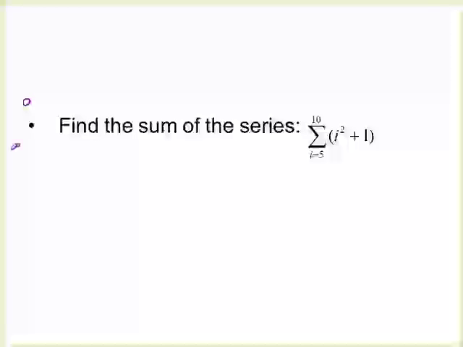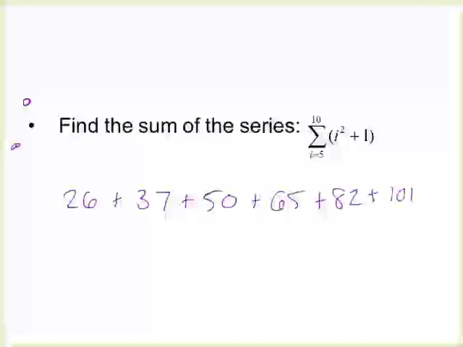All right, so on this one, we start by plugging in 5 because that's the number at the bottom. So when I plug in 5, I get 26. Plug in 6, I get 37. Plug in 7, I get 50. Plug in 8, I get 65. Plug in 9, I get 82. Plug in 10, I get 101, and that's where I stop. I stop when I plug in the top number. So then I add that all up. 26, 37, 50, 65, 82, and 101 gives us a sum of 361. Okay. Questions?